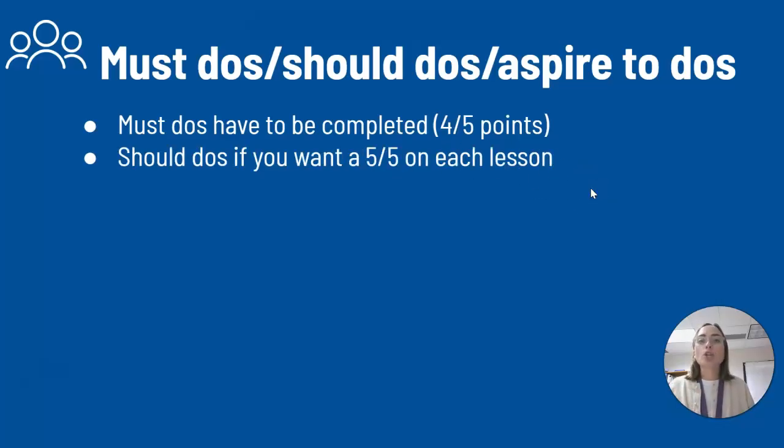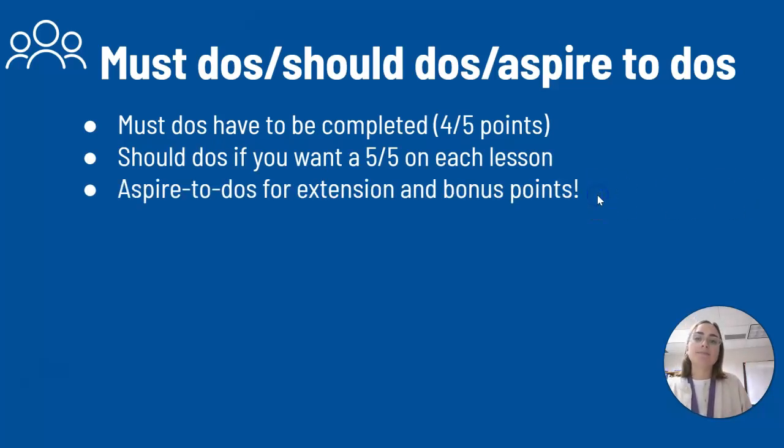We also have activities called should-dos. You should do the should-dos. They're good practice, they're good extension. It's really helpful for you to get that extra practice work. If you do your should-dos, you'll get 5 out of 5 points on that lesson. We also have things called aspire-to-dos, which is just an extra step, an extra extension. If you do your aspire-to-dos in the packet, you will get bonus points. If you do your must-do, your should-do, and your aspire-to-do, that'll be 6 out of 5 points on that lesson. Sometimes I have students that get 40 out of 30 points on their packet, because they did all of their aspire-to-dos throughout the unit.